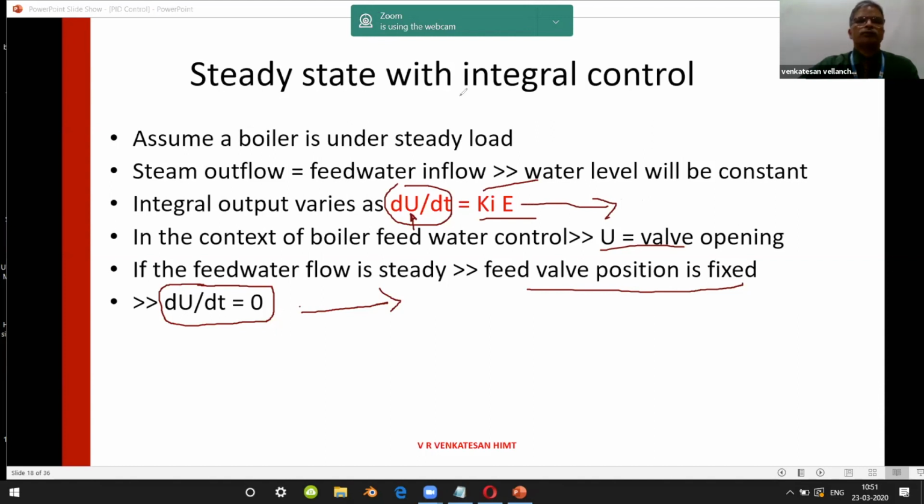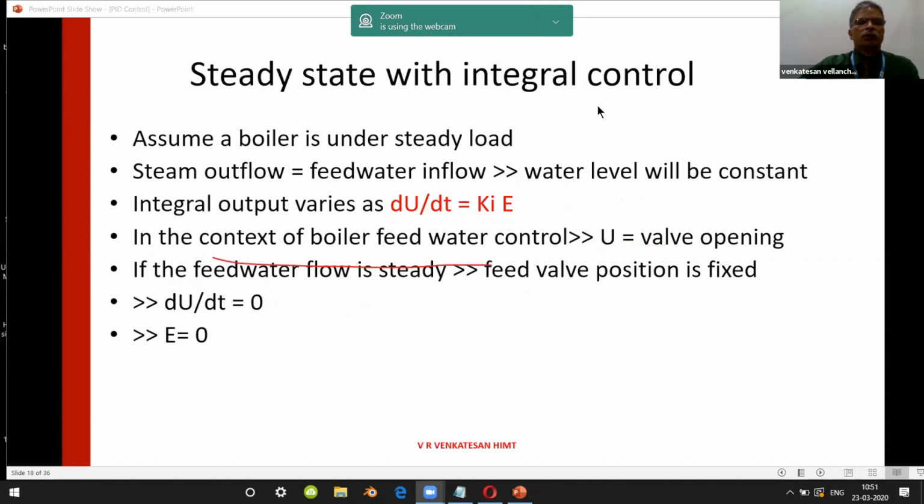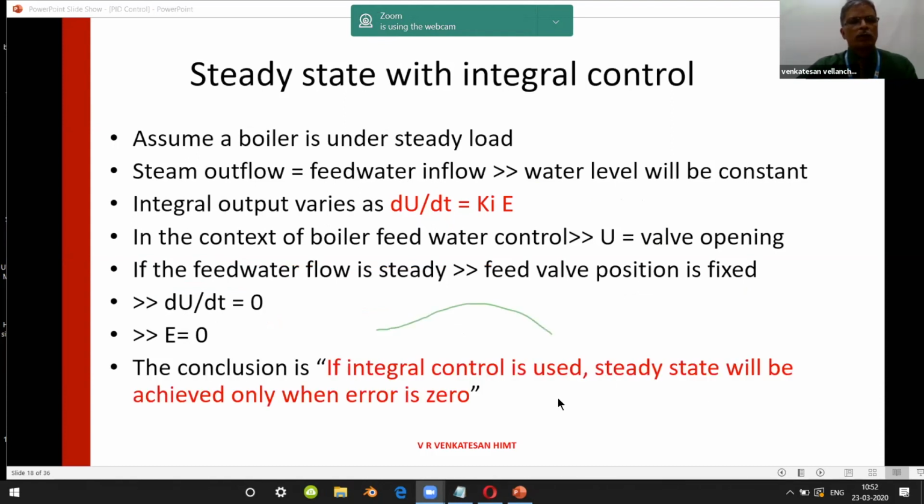So the inference, the understanding will be, the only time steady state will be achieved is when the error is brought to zero. If error is brought to zero, you don't get offset. So this is the advantage of looking at integral control in this form, by differentiating the equation on both sides. On the left hand side, you see the rate of change in output is proportional to the error.